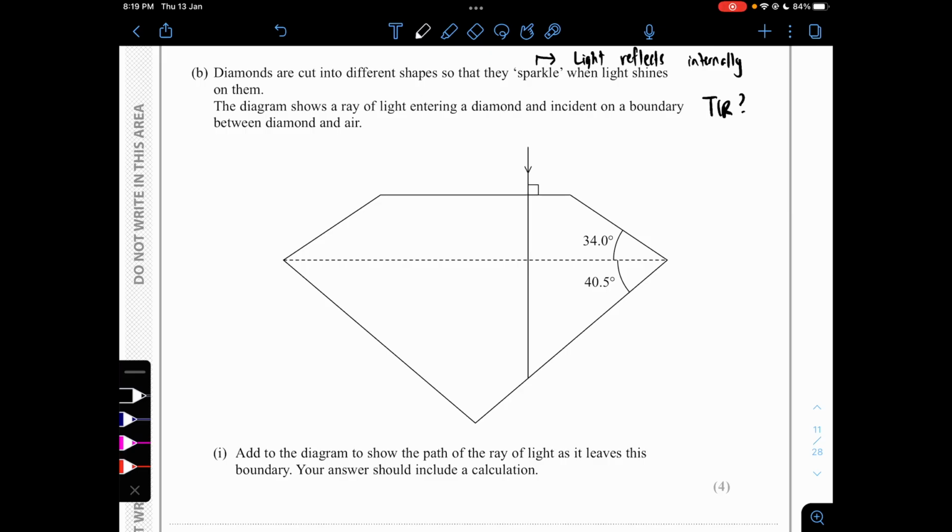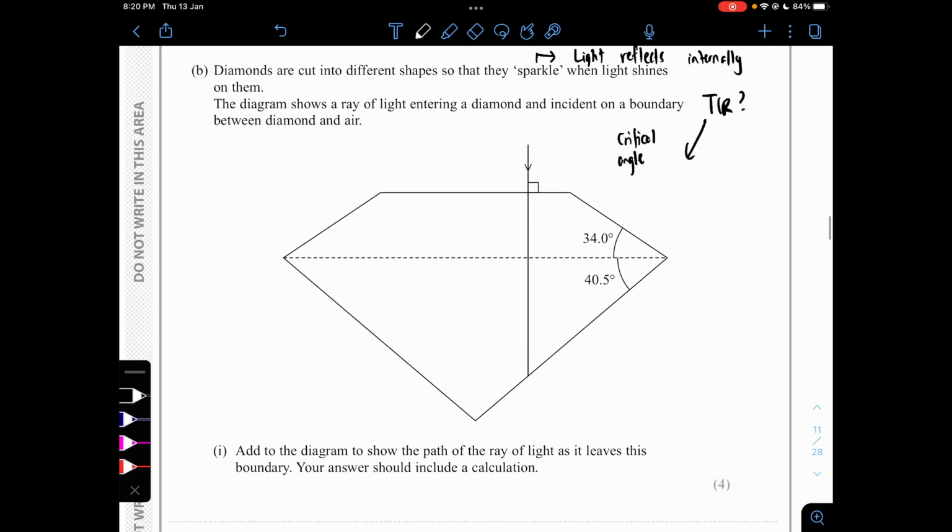What do we need to find? We need to find the critical angle, right? So how do you find the critical angle? Do we have an equation for it? We do. We have sine c equals 1 over n, right? Do we know the n of diamond?